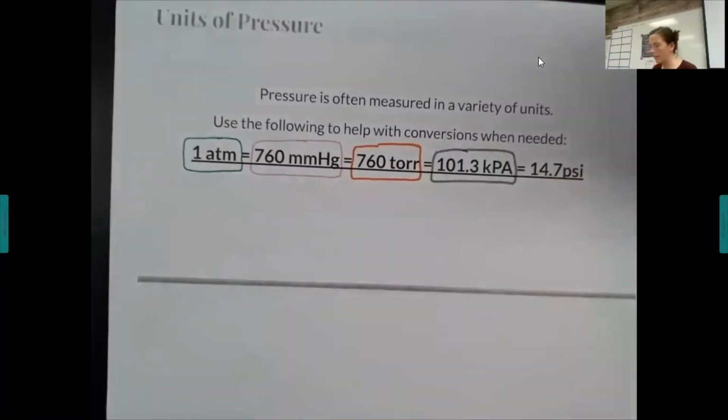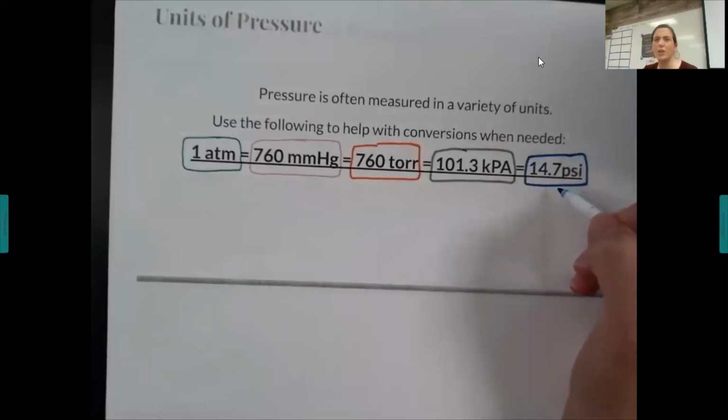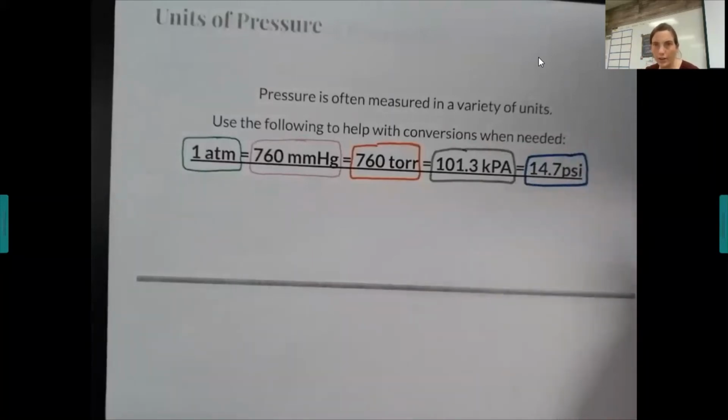Okay, that's what kPa stands for, kilopascals. And last, we have PSI, which is pounds per square inch. We hear this one a lot, like if you're filling up your tire, how many pounds per square inch, or how many PSI, is your tire? Because tire is all about pressure, and you want to have the right amount of pressure as you're driving your car. So these are the units that we're going to be using.